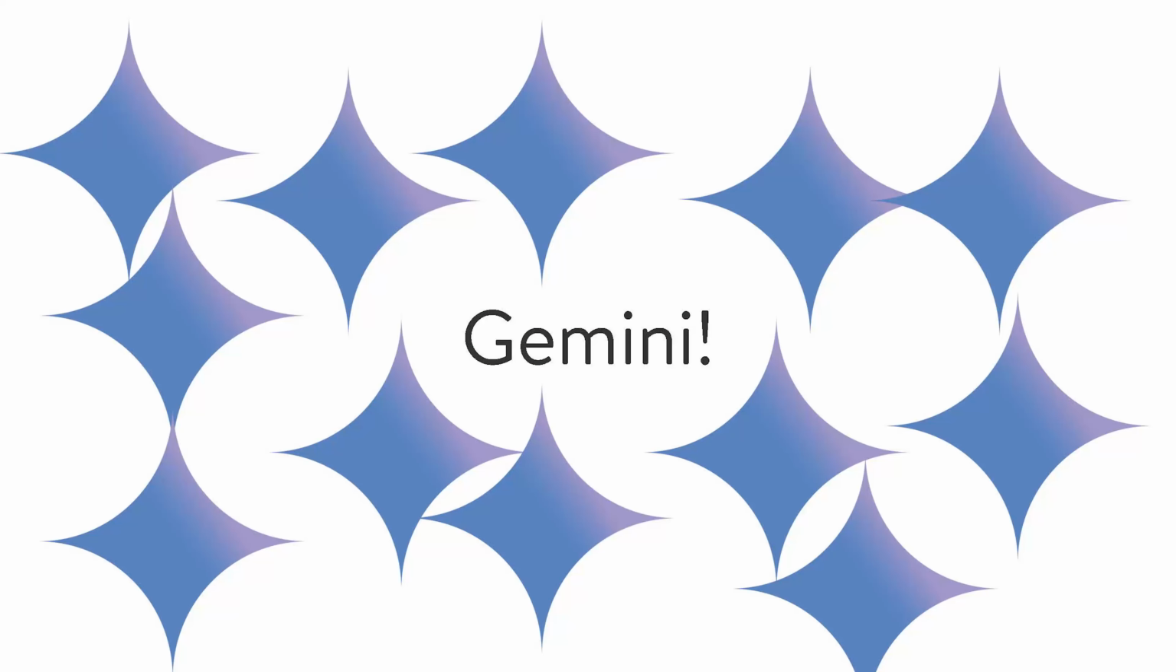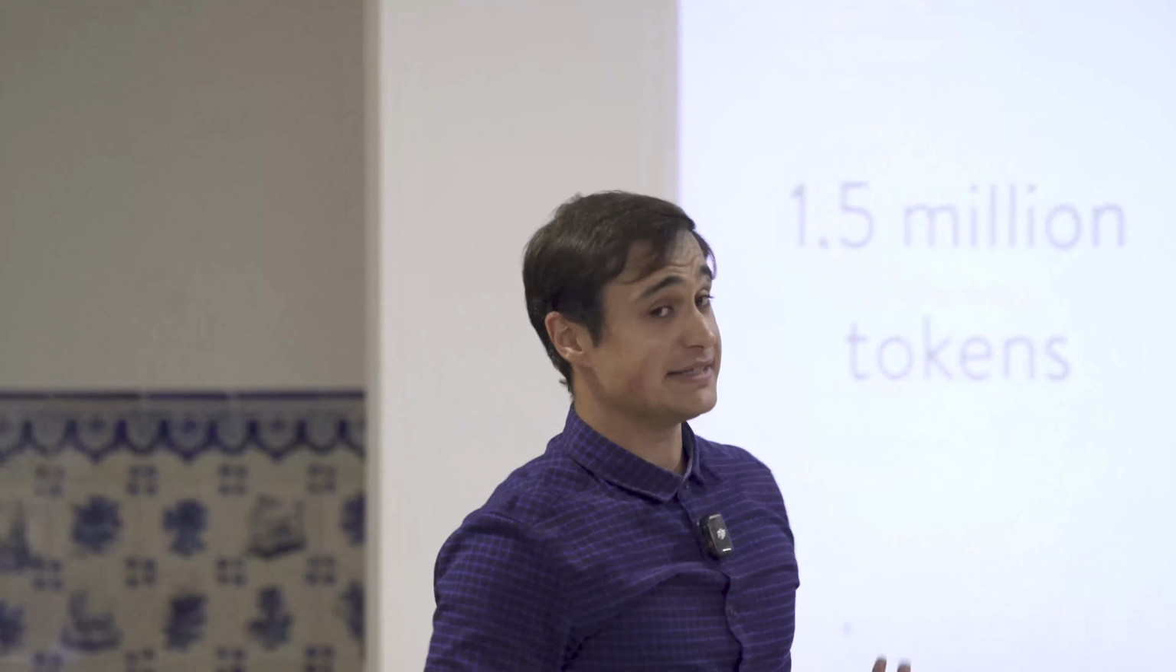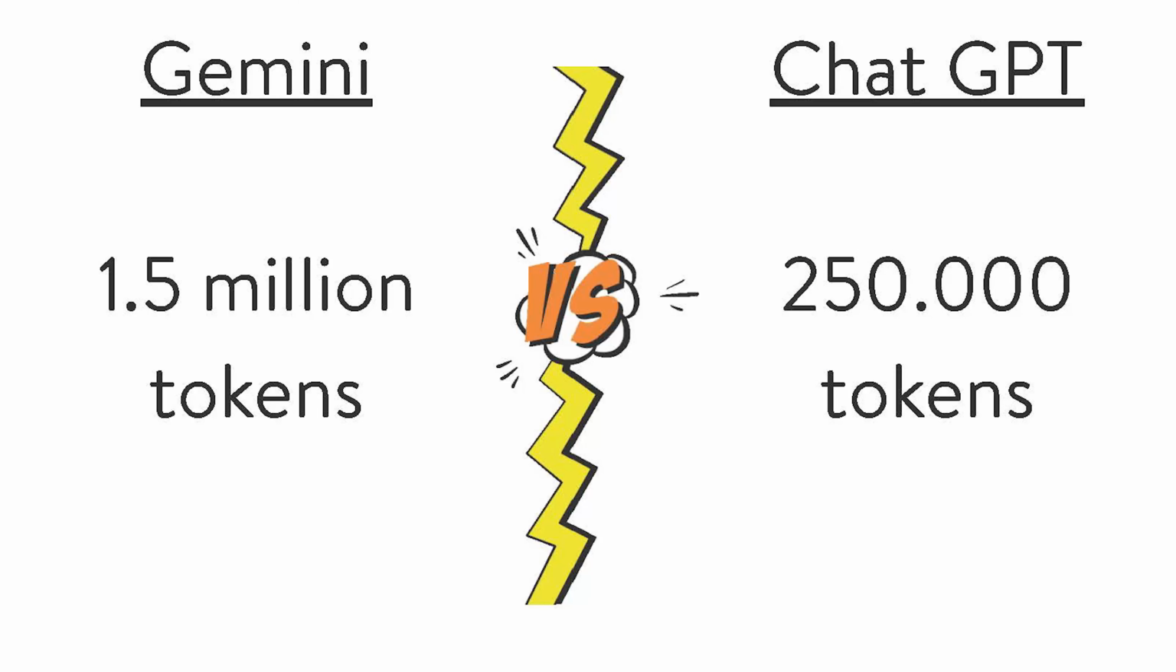So, what is my secret weapon? It is Gemini. And what is Gemini? I think most of you guys have already heard about it. It is an LLM/AI, so just like ChatGPT, and it's made by Google. But it has a huge context window. To be exact, it has 6 times more tokens. And what is a token? It is 4 characters of text, roughly. Yeah, so 6 times more.